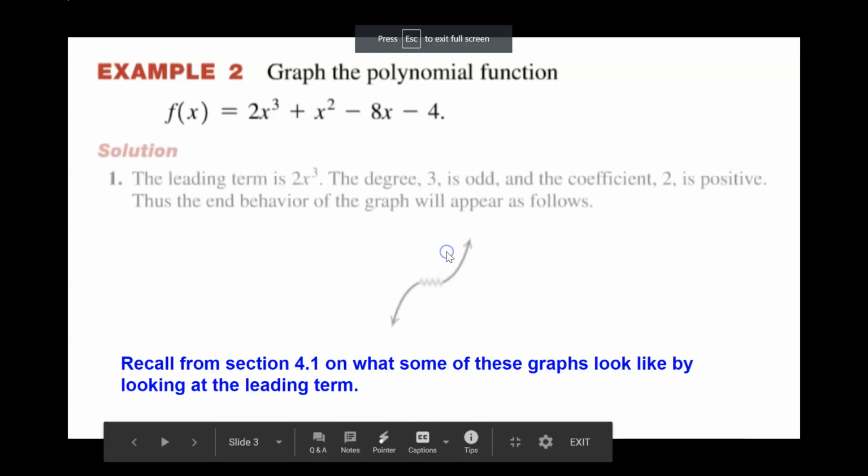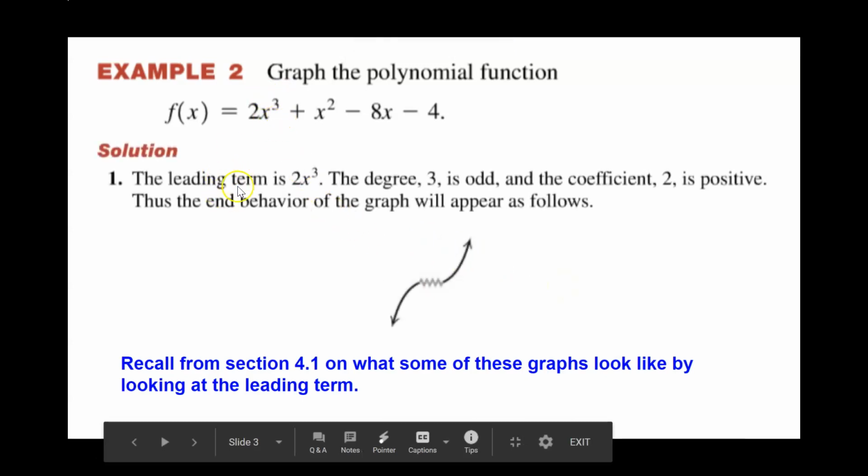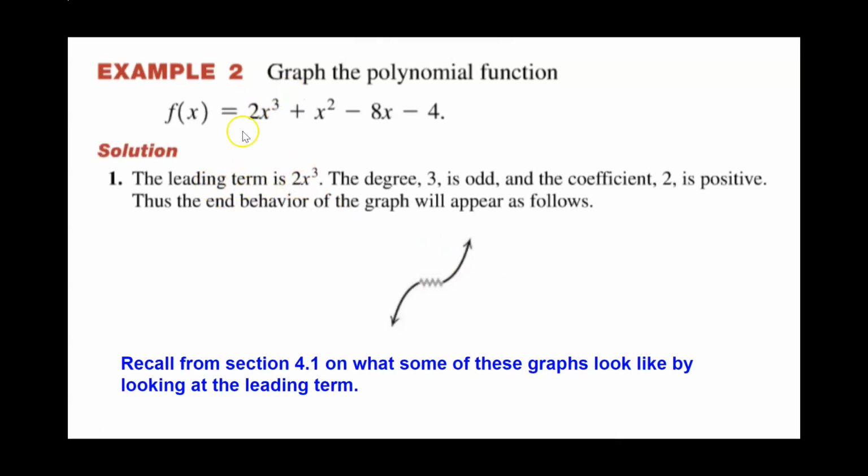So let's go back to finding the leading term. Looking at the leading term here, because this is odd, we know it's going to go in one direction and end up in the opposite direction. And because the coefficient is positive, I'm going to start negative and end in the positive direction. So this is what it's going to look like.